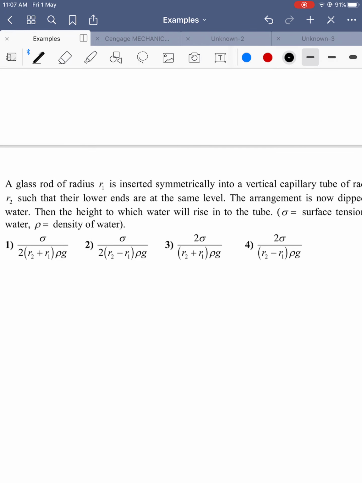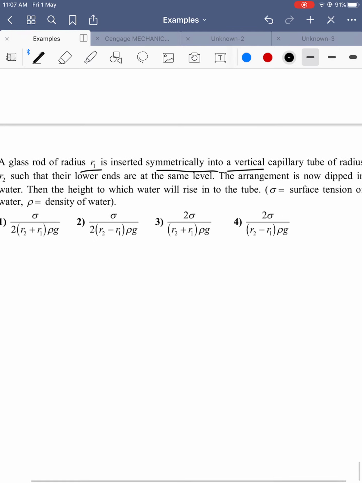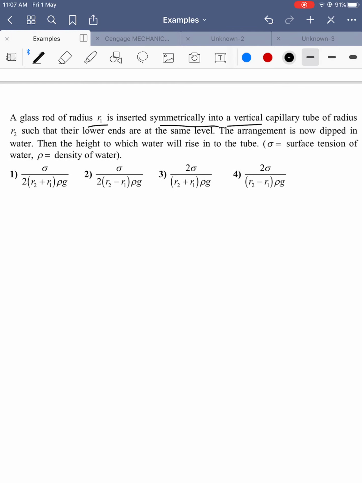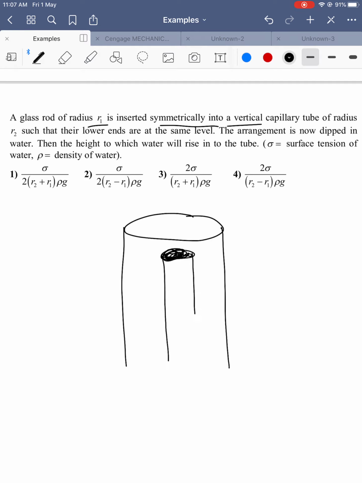A glass rod of radius R1 is inserted symmetrically into a vertical capillary tube of radius R2. Glass rod means, see, listen carefully. We have to derive these kinds of expressions. A glass rod is inserted. When a glass rod is inserted, it doesn't have any cavity inside. So what is the radius of this small R1 and the radius of the bigger one? Who is that? Capillary tube of radius R2.